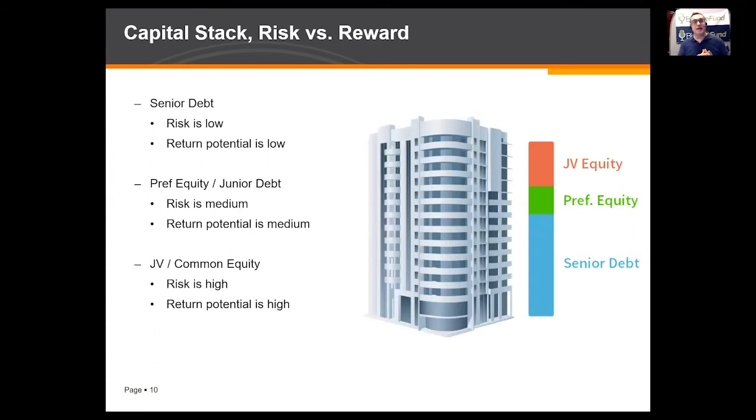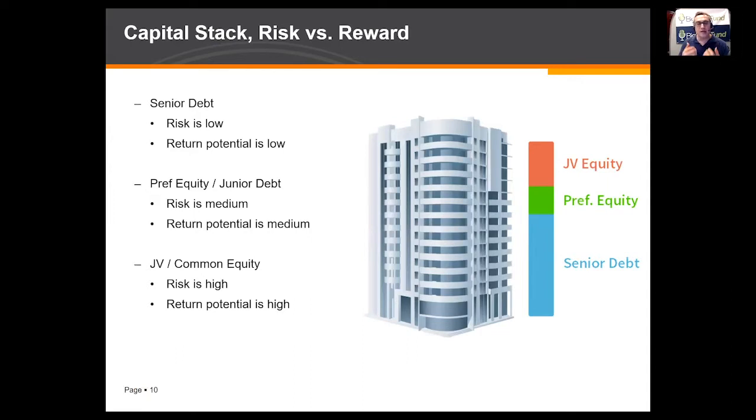So now we're going to look at the capital stack and the risk versus reward as part of the capital stack. This is the most fundamental and the most basic thing that exists in any type of investing. This is true for the stock market, this is true for the bond market, this is true for alternative investments, this is true for real estate, this is true for non-real estate investments in the alternative investment space. It could be on a company level or on a project level. It could be on a fund level or individual deal level.